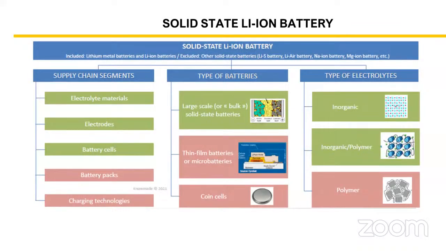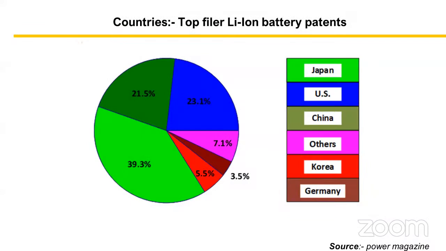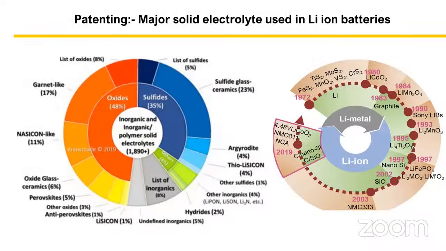After that, we have to invent, and for that we have to think about who is a top filer in the lithium ion battery. In this case, Japan is a top filer, the US is a top filer, and China is a top filer, and the other countries, Korea and Germany, have a very small ratio. And after lithium ion battery patenting, we have to think about what is the major solid electrolyte used in the lithium ion battery. Because there are several types of electrolyte used in the lithium battery. 88% is oxide, 70% garnet-like, NASICON-like 11%, sulfide-like ceramic is 23%, hydride is 2%, LISICON is 1%. So we have to think about these also.